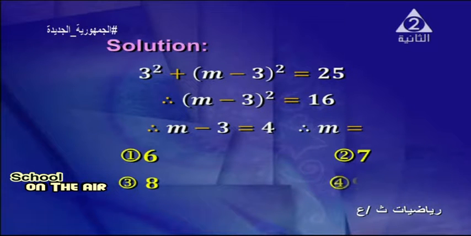Why? Because, my dear student, the correct answer in this case is 7. If m minus 3 equals negative 4, then m equals -1, which is not among the choices. So the value of m must be equal to 7. Then the correct answer for m is 7.